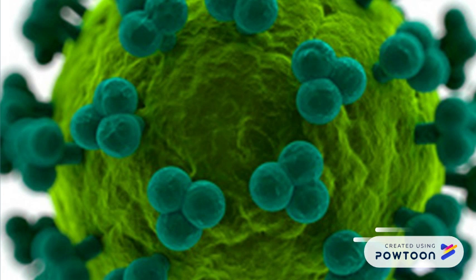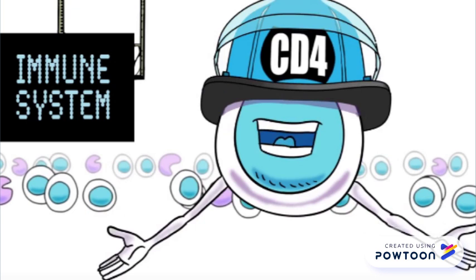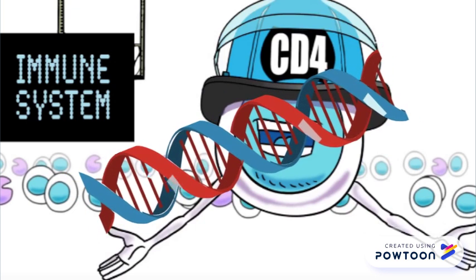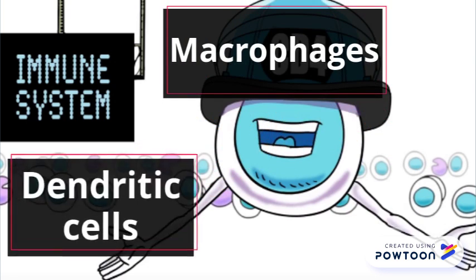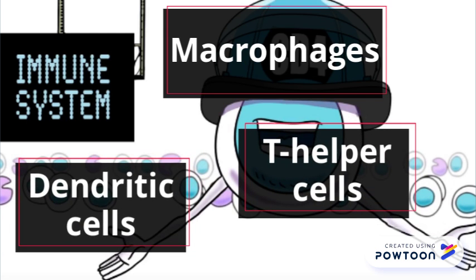The virus first attached to cells in John's body that contain a molecule known as CD4 and released its genetic material into the host cells. They include macrophages, dendritic cells, and T helper cells.